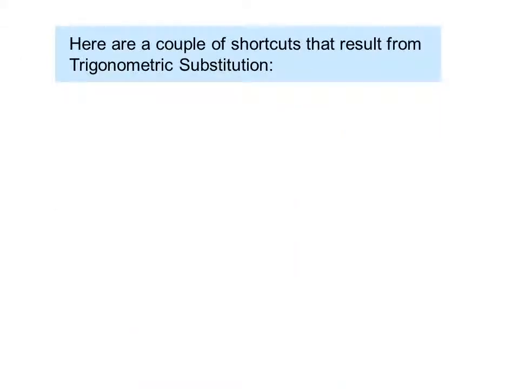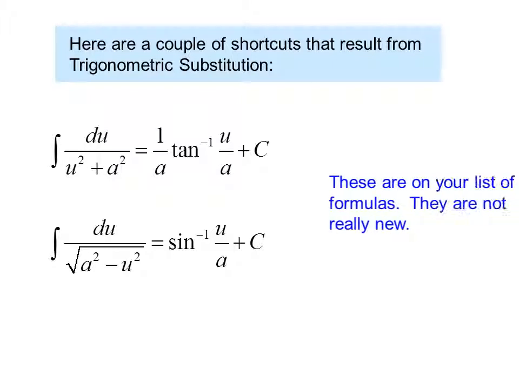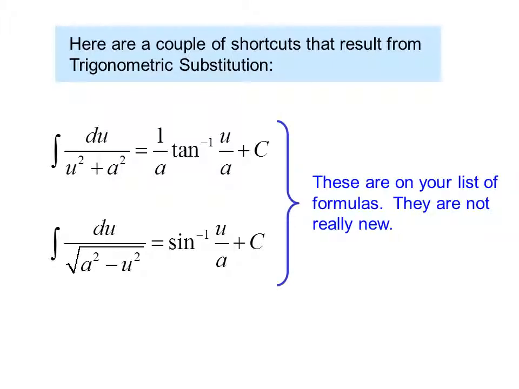Here are a couple of shortcuts that result from trigonometric substitution. The integral of du over u squared plus a squared equals 1 over a inverse tangent u over a plus c, and the integral of du over radical a squared minus u squared equals the inverse sine u over a plus c. These are on your list of formulas. They're not really new.